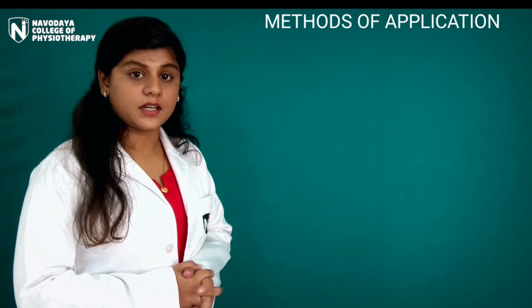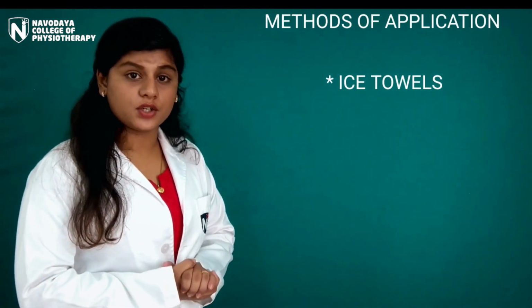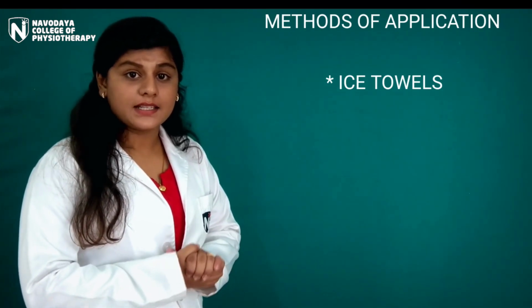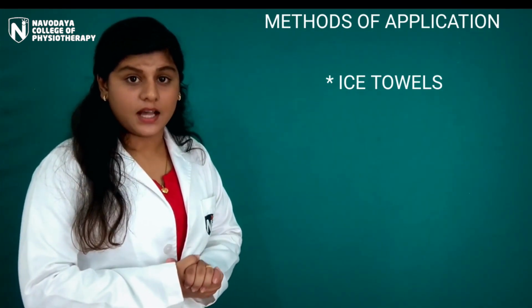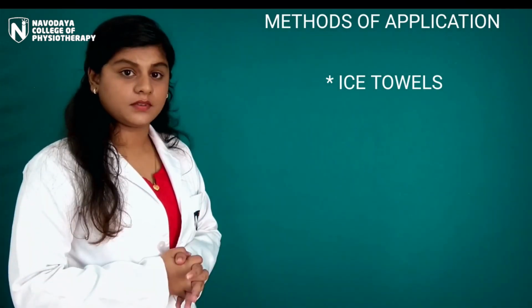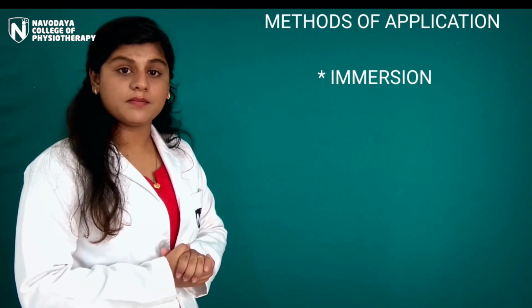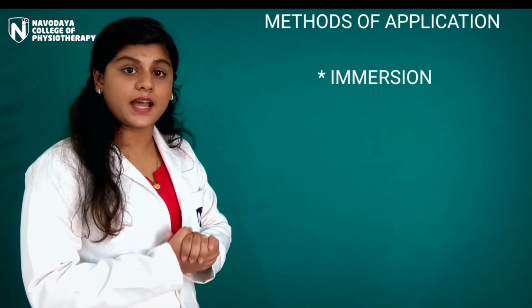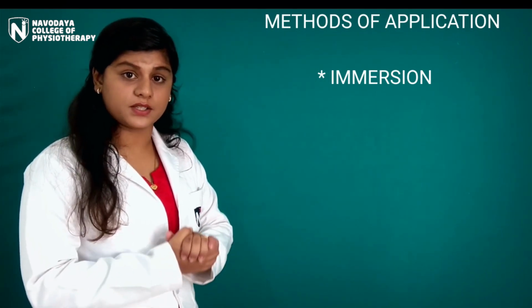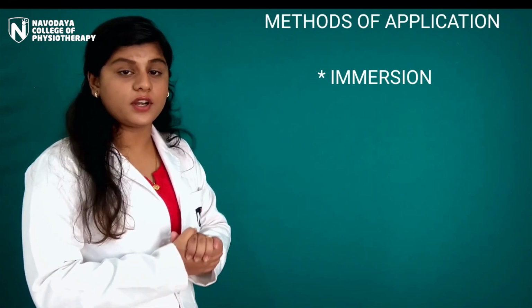Coming on to the next method, known as ice towels. In this method, we need a bucket filled with a solution of ice and water. We have to take a towel, dip it, squeeze it and apply it over the treatment area for 20 minutes. It is mainly used for treatment of large surface areas. Coming on to the next method, known as immersion. In this method, we immerse the body part or limb into the cold solution. The cold solution is made up of 50% ice and 50% water. It is mainly used to treat the distal extremities like the hand, foot or ankle.